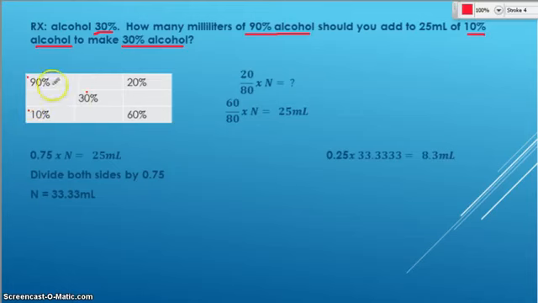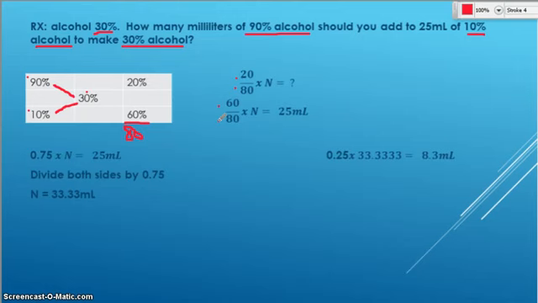Ready to do our subtraction. 90 minus 30 is going to be 60. 10 from 30 is going to be 20. So we need a total of 80 parts. So 20 out of my 80 are going to be 90%, and 60 out of my 80 are going to be 10%. Good so far.